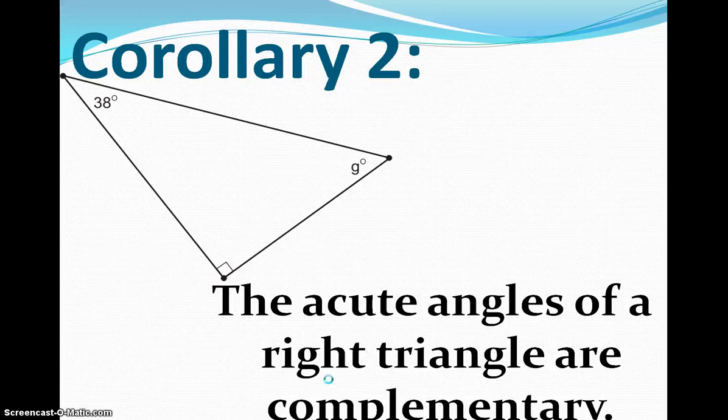Our second corollary is that the acute angles of a right triangle are complementary, which basically means, again, if all of them add up to 180 degrees and I know that one of them is a 90-degree right angle, I can say that the other two would add up to 90 degrees because it has to complete the equation. And if they both have to add up to 90, that means those two angles are complementary to each other.